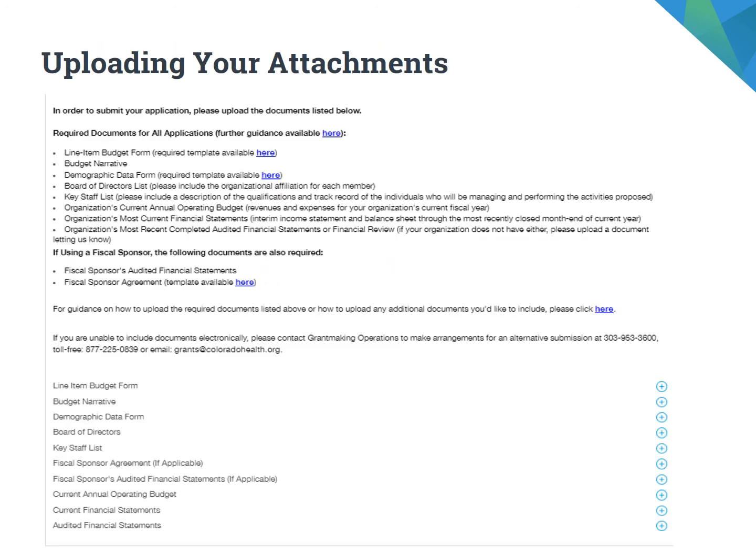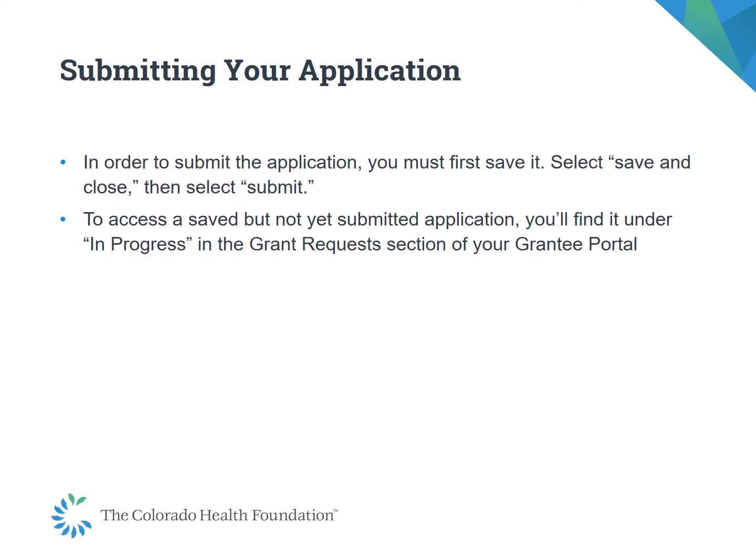This section of the application has an upload feature from which you can attach each required item. If you have any questions regarding attachments to submit or how to upload those documents, please don't hesitate to contact me. And if you don't have a particular document electronically, you can call or email me, and we'll make alternate arrangements for submission of that material. In order to submit the application, you must first save it. To access a saved but not yet submitted application, you'll find it under In Progress in the Grant Request section of your grantee portal.